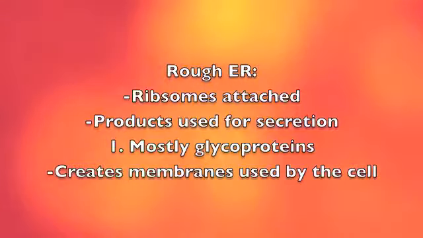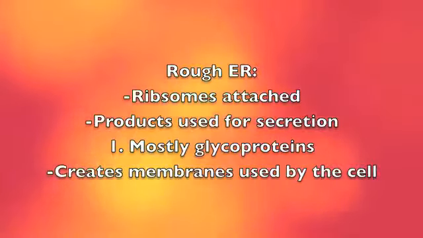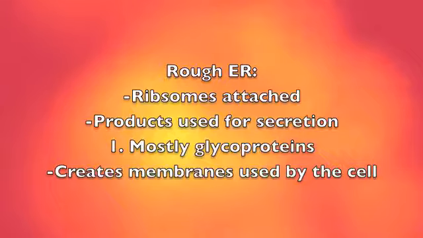Rough ER's main function is the synthesis of secretory proteins called glycoproteins. These proteins are bound for various parts inside and out of the cell. These proteins are contained in transport vesicles that move the proteins to the Golgi body and other organelles, where they will perform their main function.